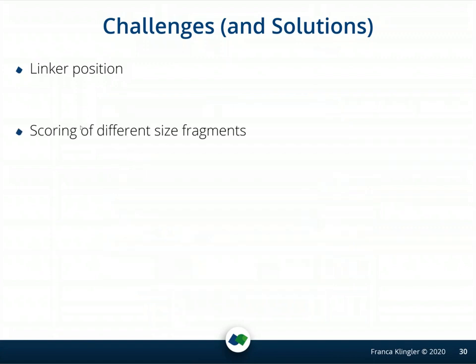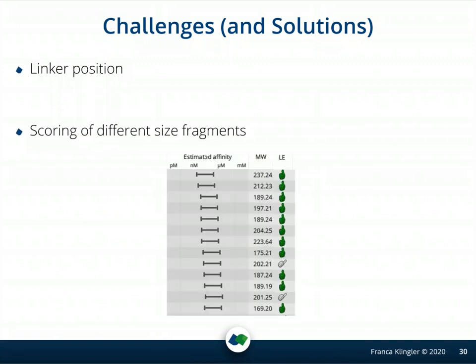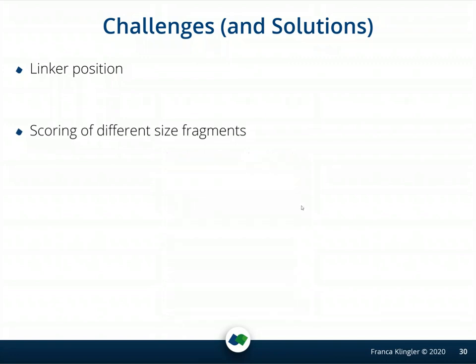Then when you look at those fragment docking poses and only sort them by their score, you would see a table like this where you have different estimated affinities. They're actually really similar, all somewhere in the low micromolar area. But when you look at the molecular weights of those molecules, they vary quite strongly. And therefore, we pay a lot of attention to the ligand efficiency and select fragments which have a good ligand efficiency instead of just an overall good score.